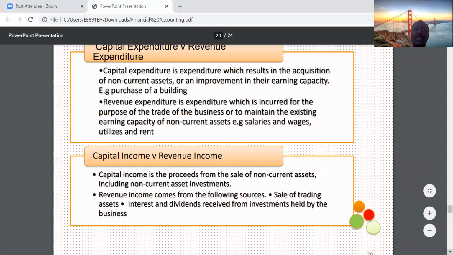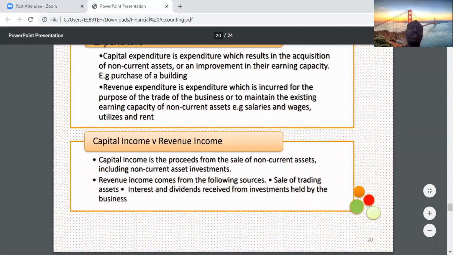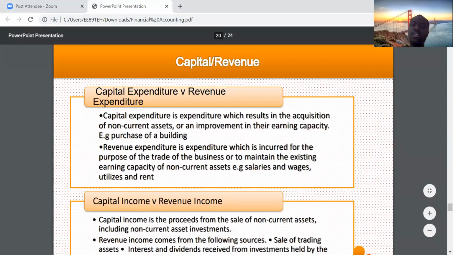Then let's move on to other issues. I said we'll talk about capital and revenue expenditure and income: capital expenditure, revenue expenditure, capital income, revenue income. When we say capital expenditure, what do we mean? Capital expenditure is expenditure which results from the acquisition or improvement of a non-current asset. For example, when you buy a building, it's capital expenditure, or CAPEX for short. Very, very important.